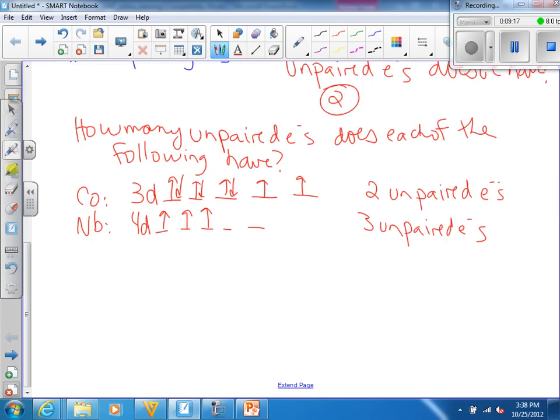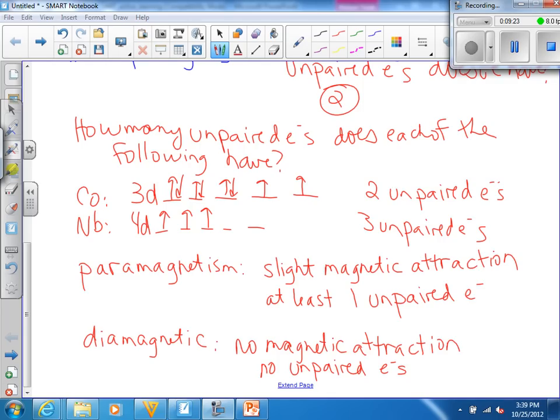You might wonder, why do we care about these unpaired electrons? Well, there's some definitions in here. And here are 2 new definitions. We have paramagnetism. That's where you have a slight magnetic attraction of an element, and you have at least 1 unpaired electron that causes the paramagnetism. There's something also called diamagnetic or diamagnetism. If something is diamagnetic, there's no magnetic attraction and the substance has no unpaired electrons.